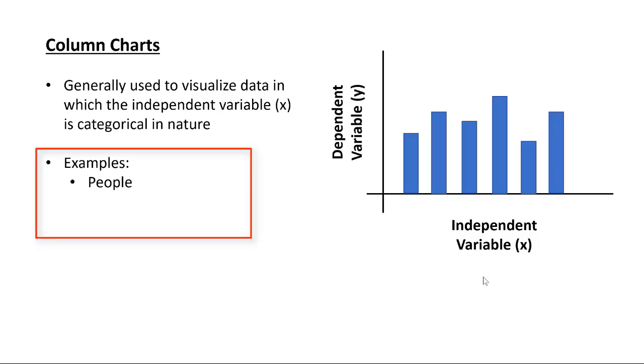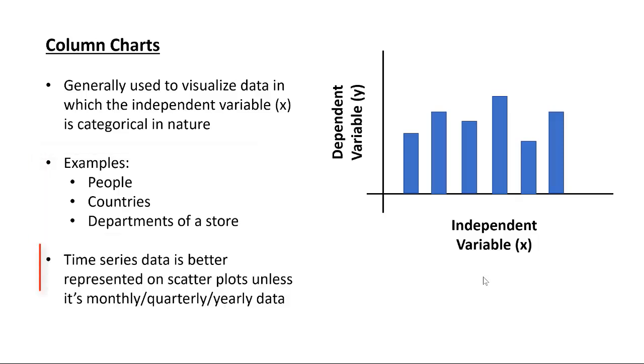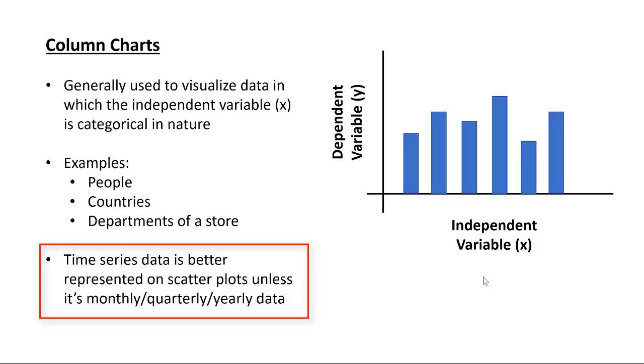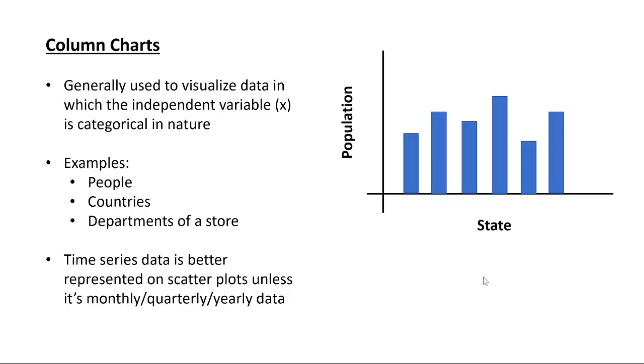For example, people, you cannot plot that on a continuum on the x-axis. Countries, so maybe you might have countries here and you're measuring the gross domestic product, or maybe departments of a store. In general, time series data is better represented on scatter plots unless it's categorical in nature, like monthly, quarterly, or yearly data. An example of where you might want to use a column chart would be if you had a bunch of states and you had their populations. You could easily represent this as a column chart.